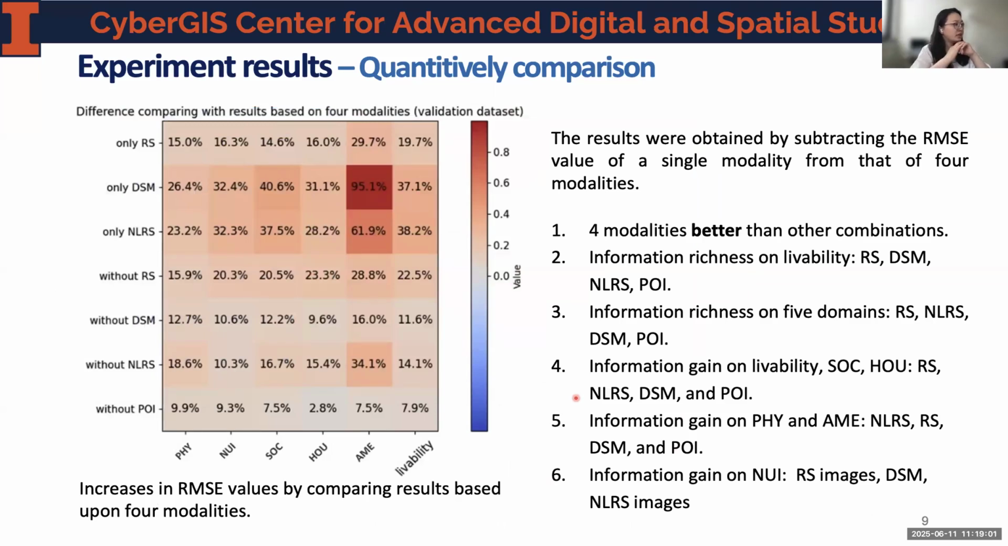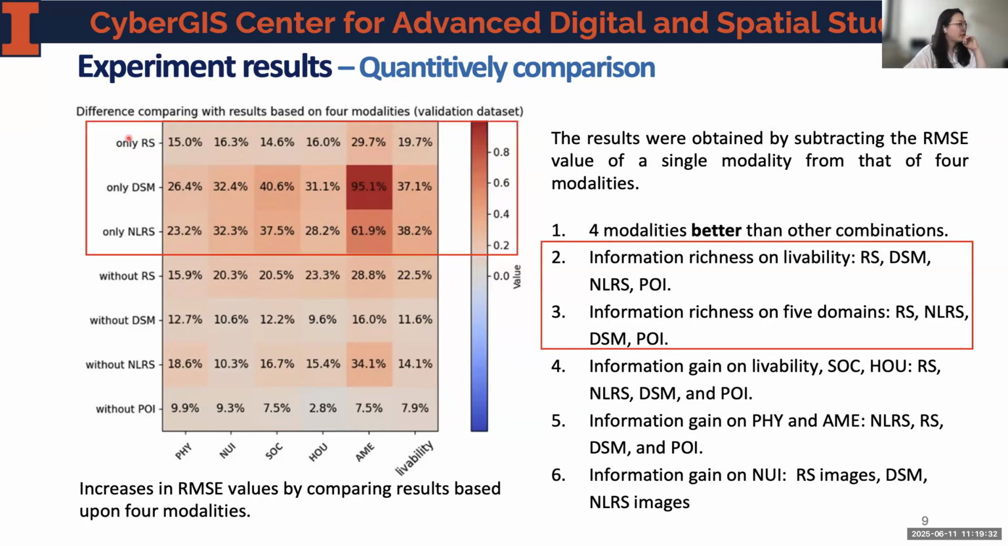Here we will compare the difference between using other modality combinations and using four modalities. This is the difference between them. We can say that from this table, we can show the information richness and the information gain of different modalities.